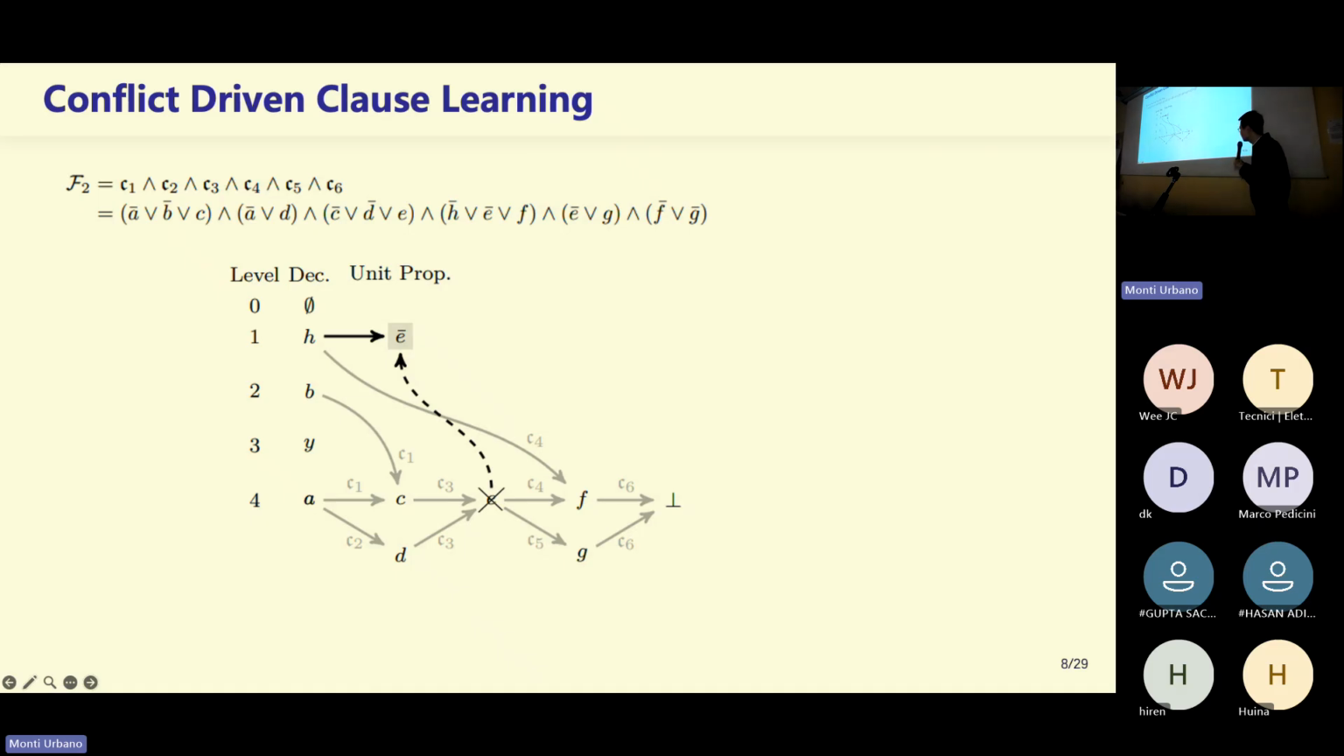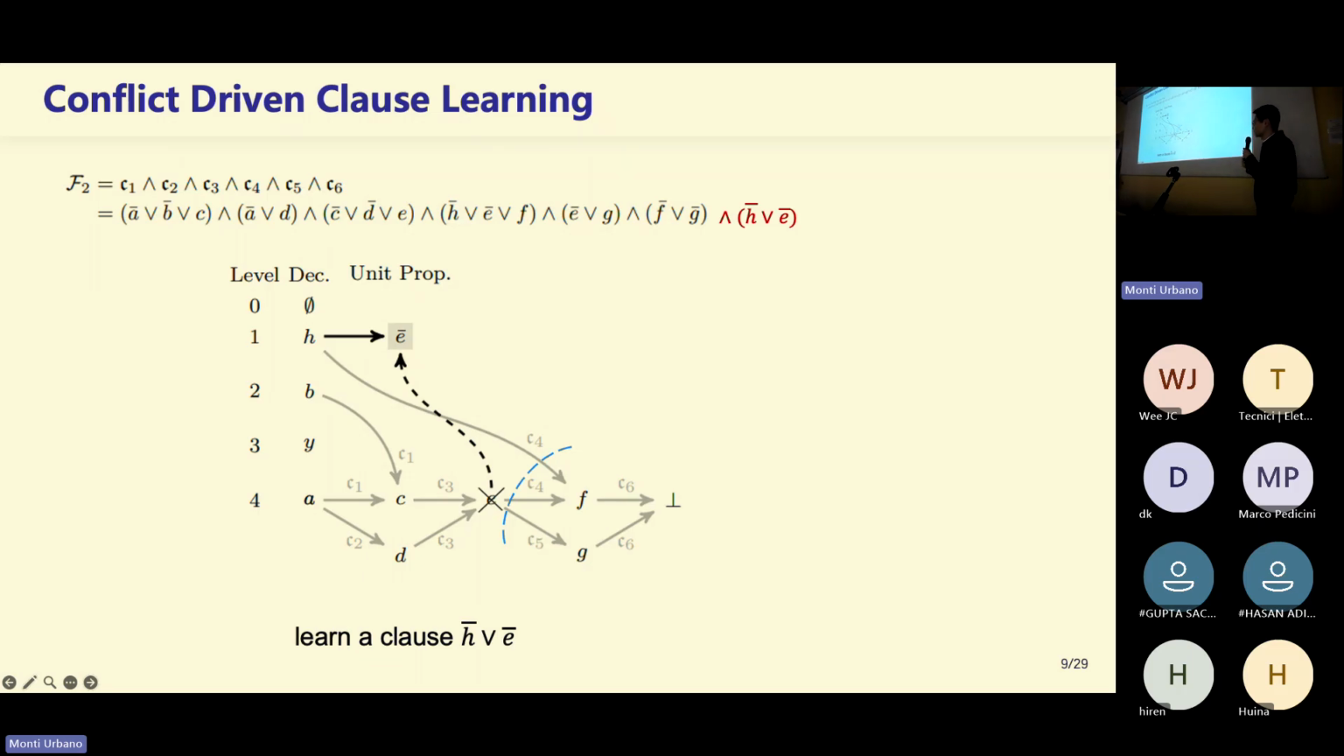And eventually, we can see that this procedure comes to a conflict. In the end, the last clause becomes an empty clause, a conflict clause. So when we meet a conflict, the analyze part runs.